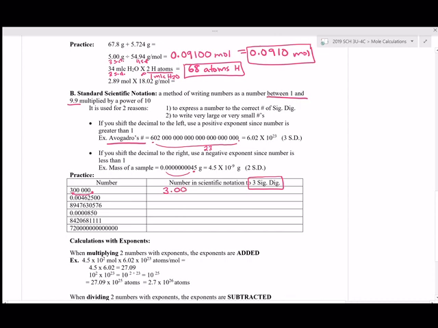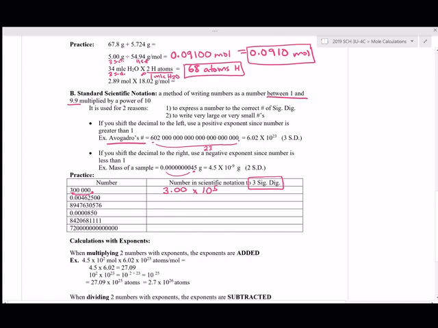3.00, that's our 3 significant digits. And then it's going to be 10 to the exponent 5. That way you can tell it is a very big number. And 300,000 is a big number, so it does need to be 10 to the 5, not -5, because that would be a tiny, tiny number.